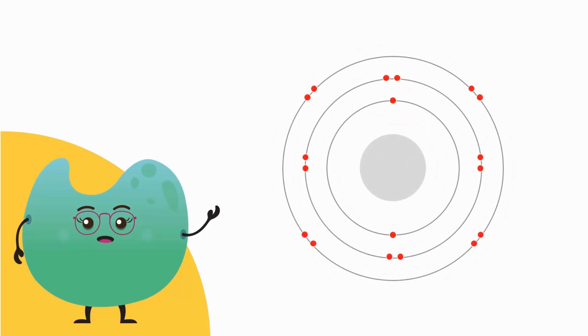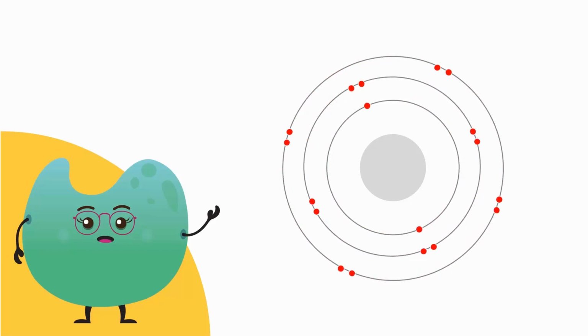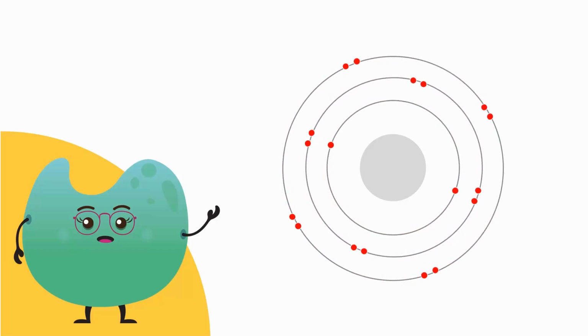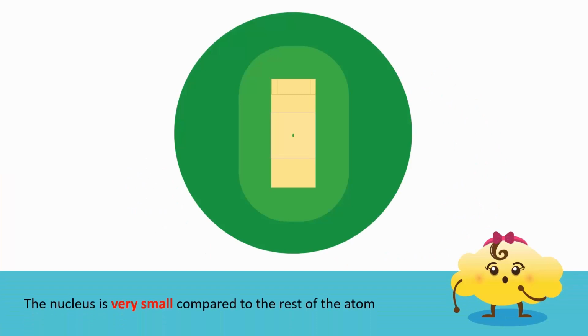It has a heavy nucleus at the center and very light electrons orbiting the nucleus like the planets orbit the sun. The nucleus is very small compared to the rest of the atom. Just imagine, if an atom is the size of a cricket stadium, then the nucleus is the size of a pea.